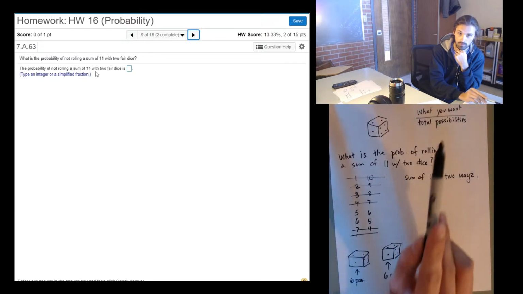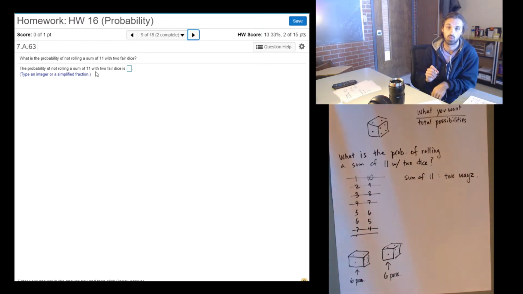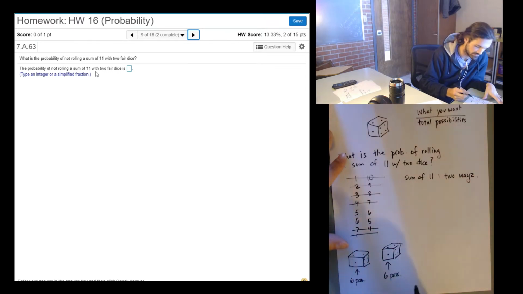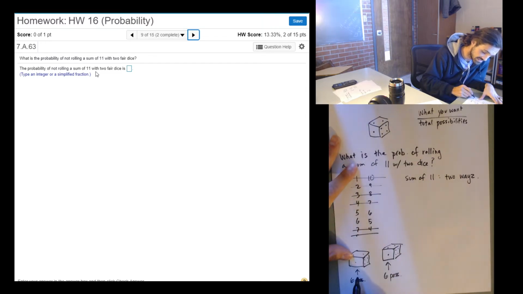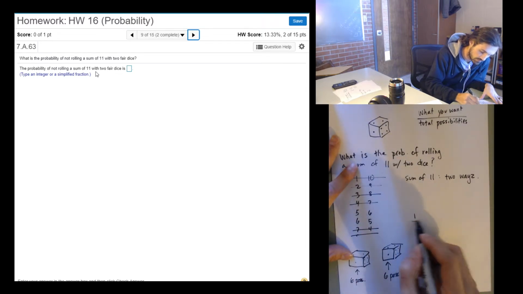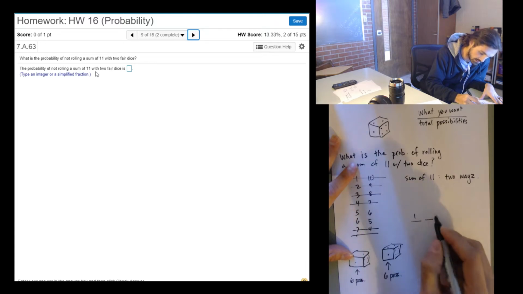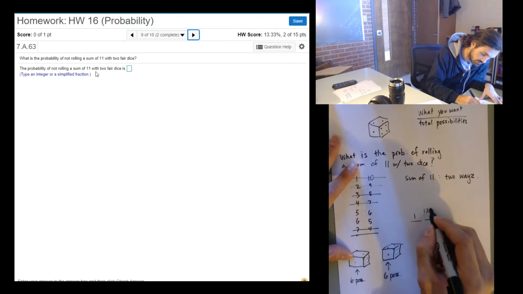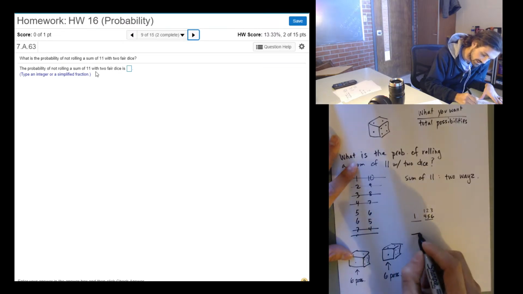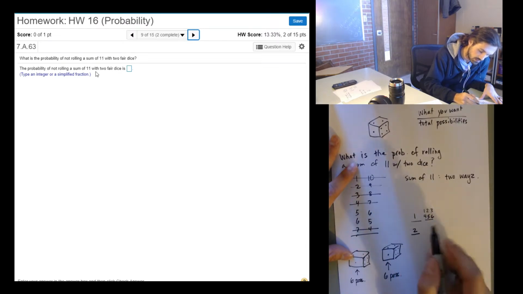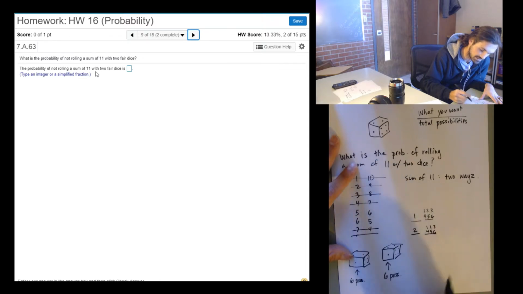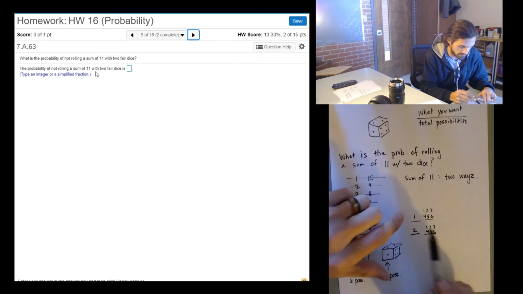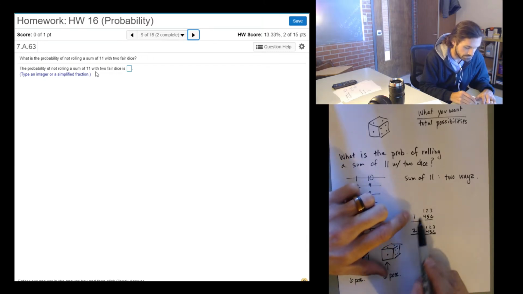So the total possible outcomes is not 12. It's not 12. And here's why it's not 12. It's 36. Say the first die is a 1. Well, recognize your second die could be a 1, 2, 3, 4, 5, or 6. Your first die could be a 2. Your second die could be a 1, 2, 3, 4, 5, 6. So, I mean, look how many cases we've already done. We've done, first die is a 1.